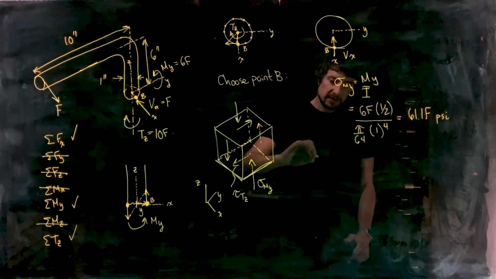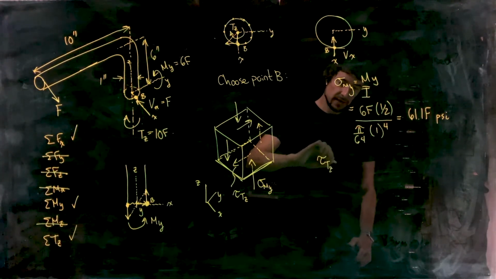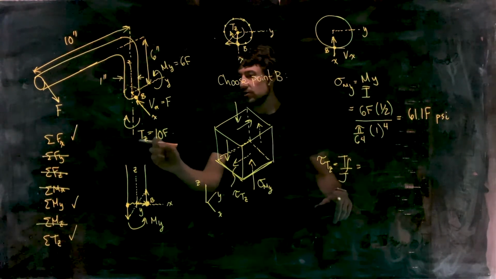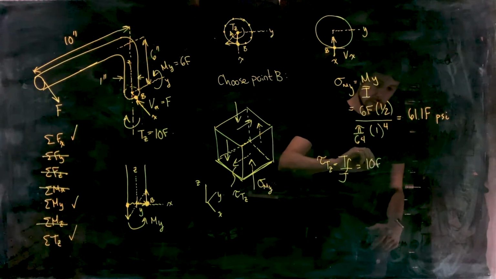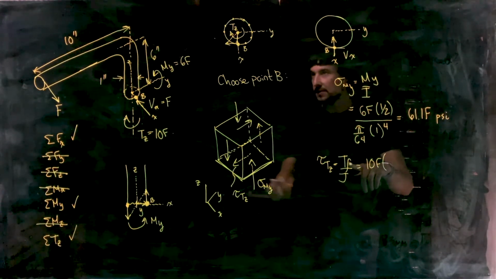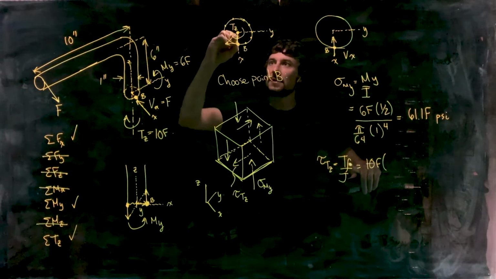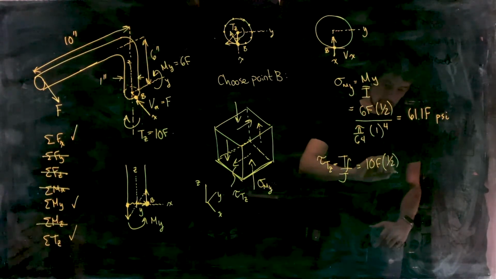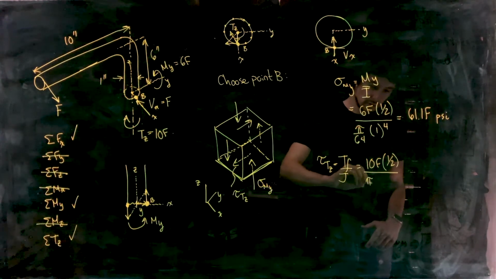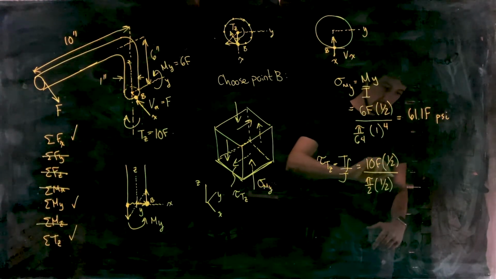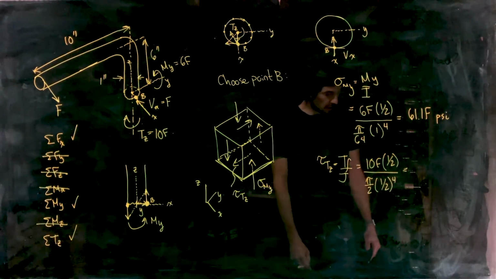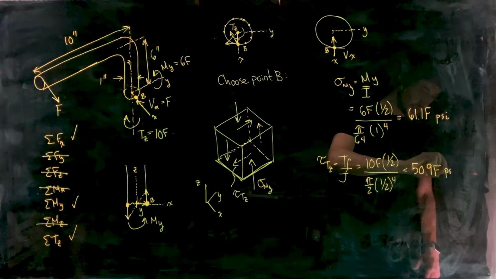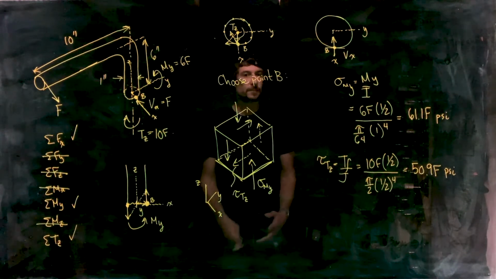All right, shear stress, tau Tz, is given by T rho divided by J. Our internal torque is 10F. Rho is the distance that our point of interest is away from the axis of the torque, so that's the radius, half an inch. And we've got J is pi over 2 times radius to the 4th power. All right, that gave me 50.9 F psi when I did that calculation.